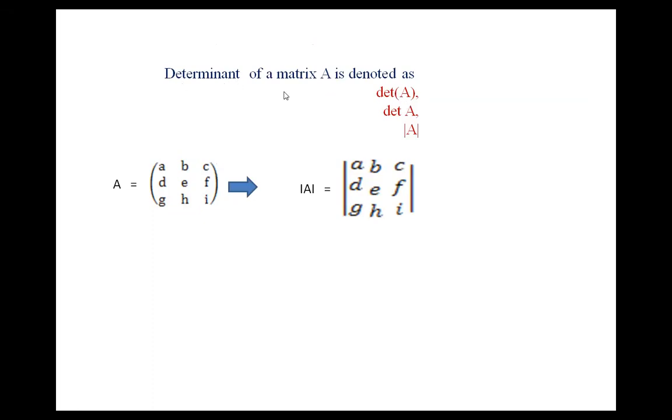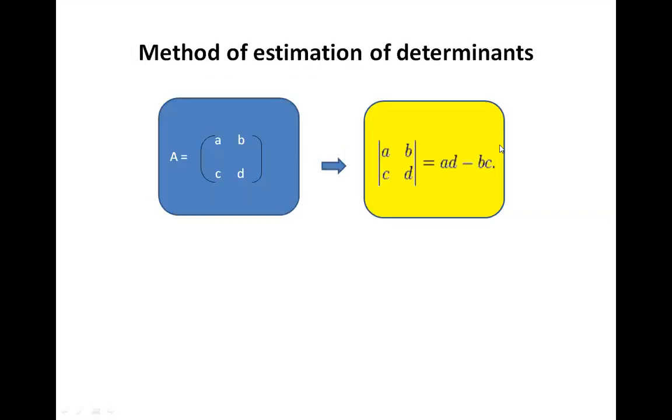For example, the abbreviation det, and in brackets A. The determinant of matrix A is shown like this: det(A), or determinant A, or in simple modulus of A, isn't it? So this is the way to show it. Now we'll see how the determinant is calculated.